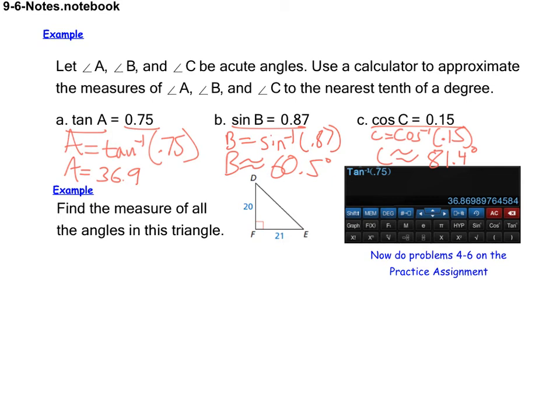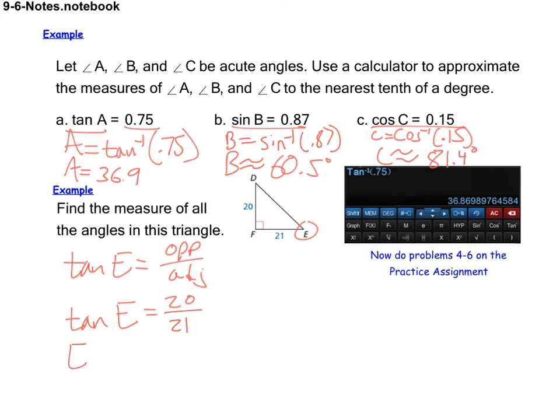How can we do that? Well, if we take a look here, we've got 20 and 21. Those are legs. Now let's look for angle E. 20 is the opposite. So we know the tangent of E is opposite over adjacent. We don't know how big E is, but we do know the opposite, that's this side over here, and we do know the adjacent, that's 21. So just like we did up here, if we know the tangent, then we can do the inverse tangent. The angle is the inverse tangent of the ratio, 20 over 21.